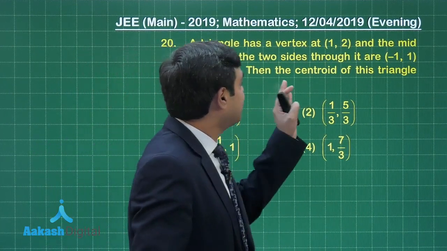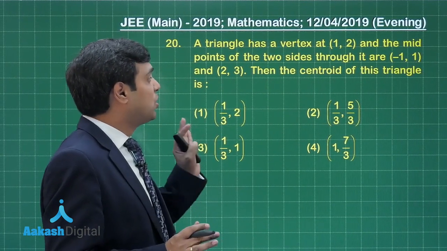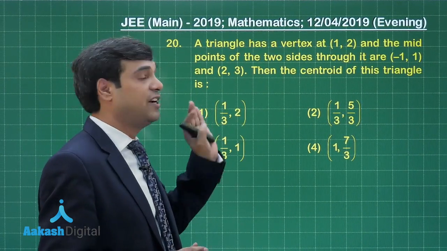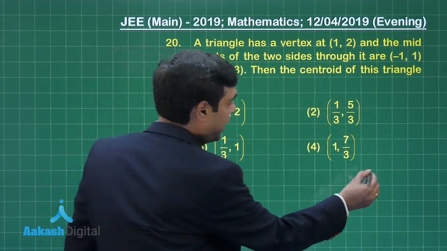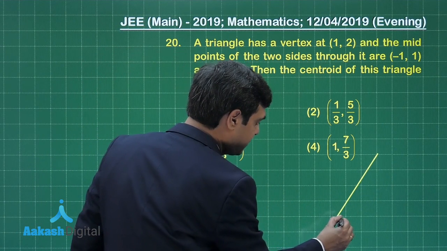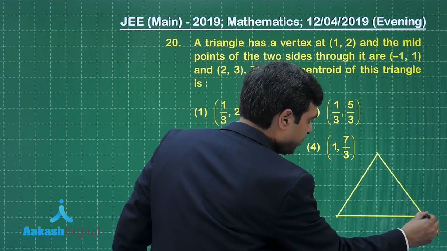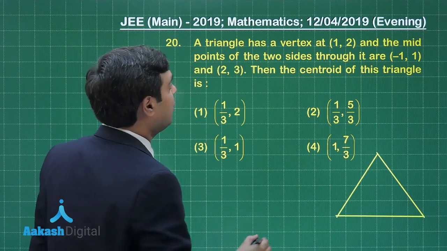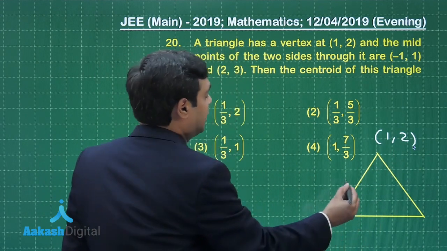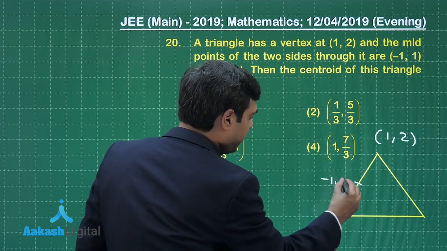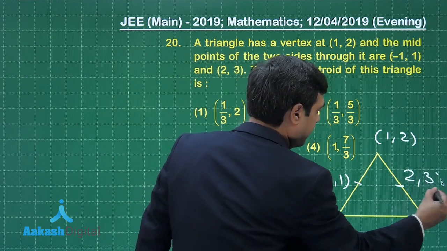A triangle has a vertex at 1, 2 and the midpoints of the two sides through it are -1, 1 and 2, 3. You have to talk about the centroid of the triangle. Let's plot it. We have a triangle like this. Now it is given one vertex is 1, 2. This midpoint is say -1, 1. This midpoint say 2, 3.